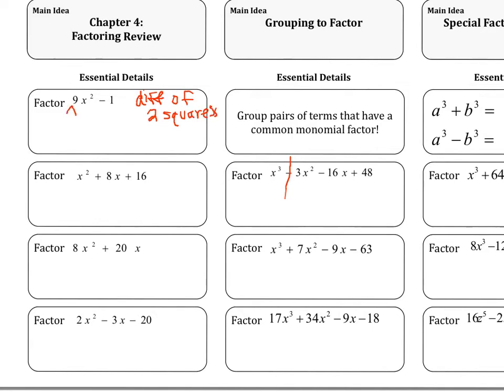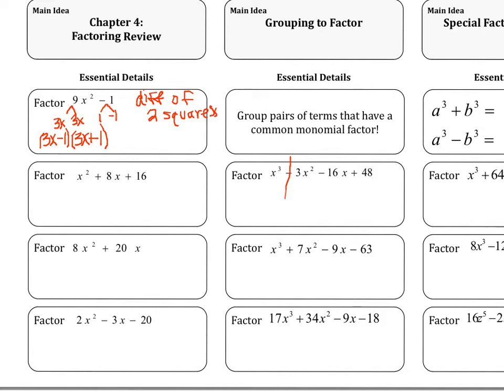9x squared we can break up into 3x times 3x. And negative 1 we can break up into 1 times negative 1. So this will factor into 3x minus 1 times the quantity 3x plus 1. And we talked about this one quite a bit.